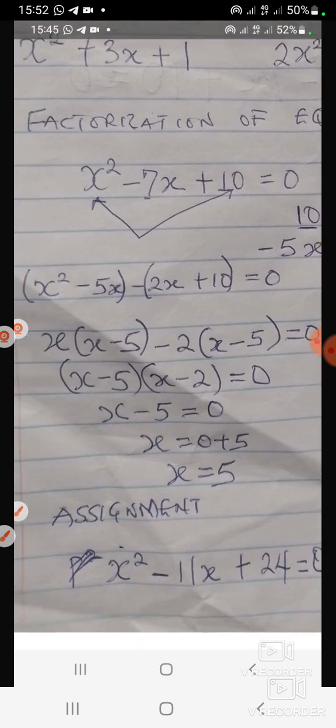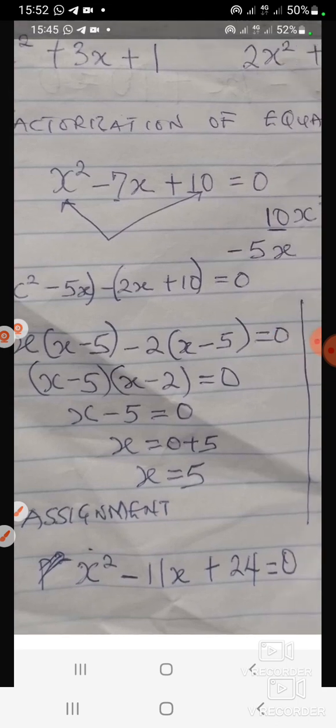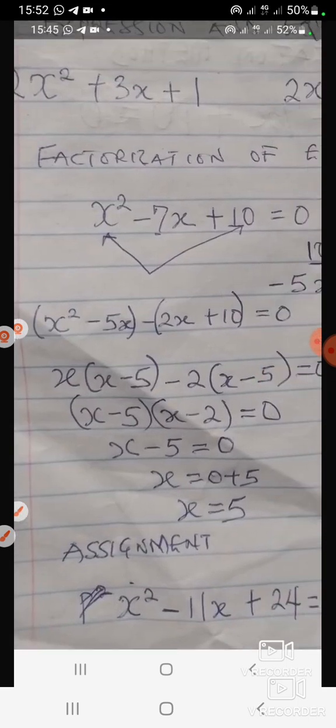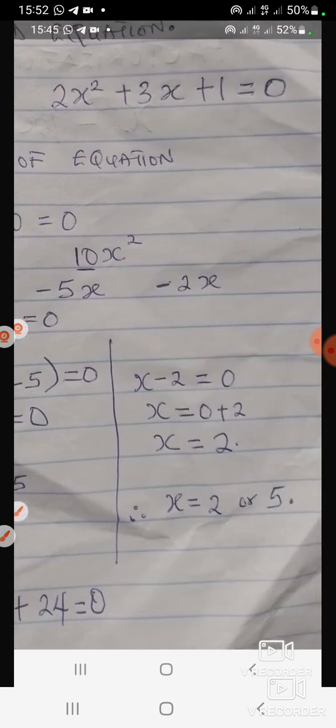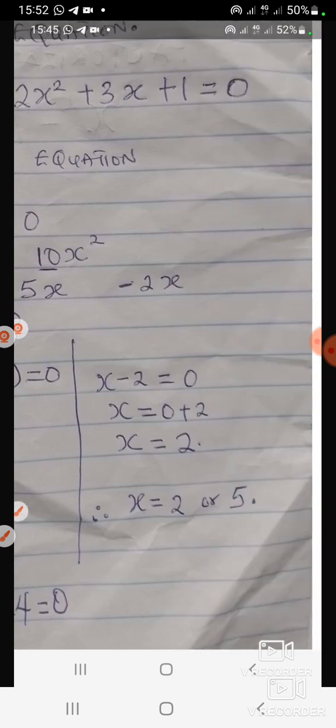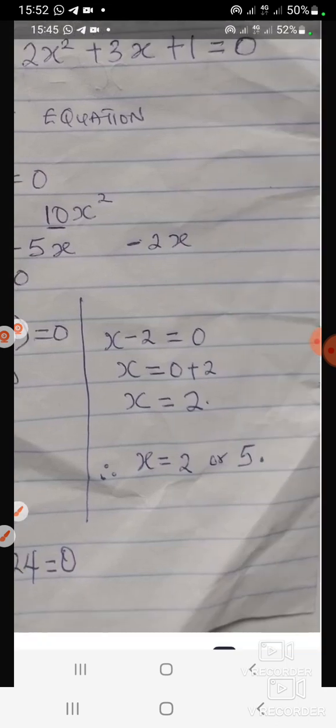So when you pick it one after the other, you discover that x minus 5 equal to 0. And when you take 5 to the other side, you change from minus to plus. Then 0 plus 5 will give you 5. So the value of x is 5. And on the other hand, you have x minus 2 equal to 0. So if you look at it and take minus 2 to the other side, because it crosses the equality sign, it will change sign over there. Then you have x equal to 0 plus 2. Then your x is now 2. So the value of x now is 2 or 5, 2 and 5.